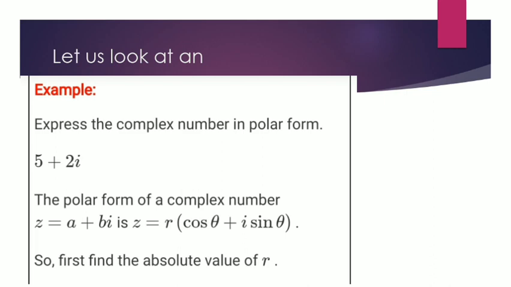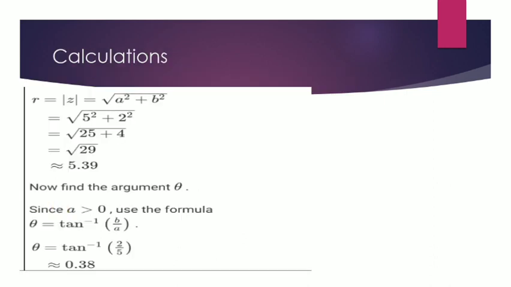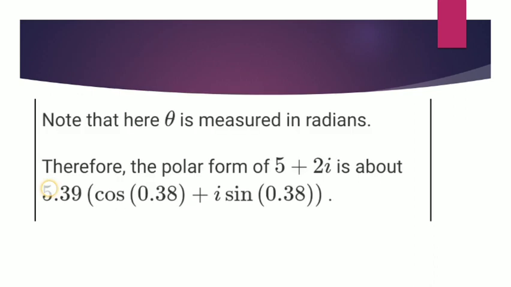Now let us see what is the value of root over of 29 we are getting. Root over of 29 is approximately equal to 5.39. Now find the value of argument theta. As you know, here a is greater than 0, we have to use the formula theta equal to tan inverse of b by a. Now theta equal to tan inverse of 2 by 5 as per the example. So we are getting the theta value as approximately 0.38. Note that theta is measured in radians.